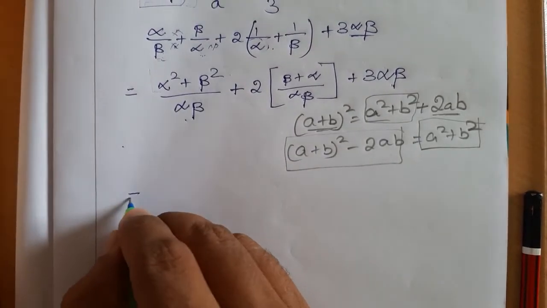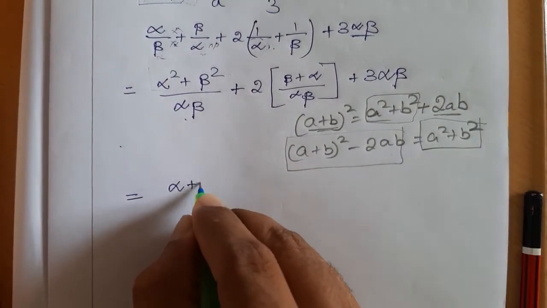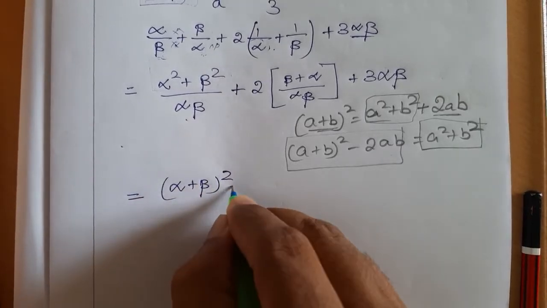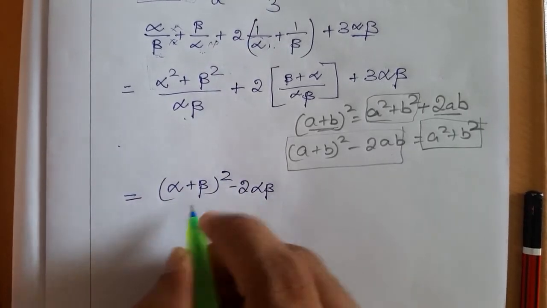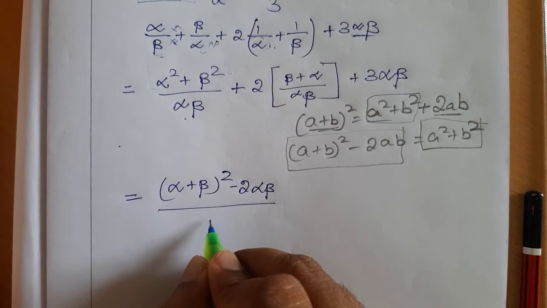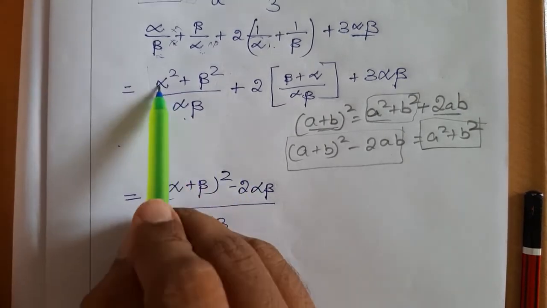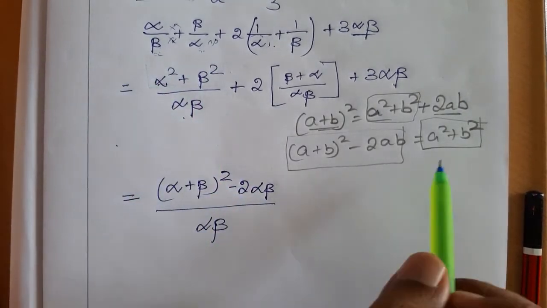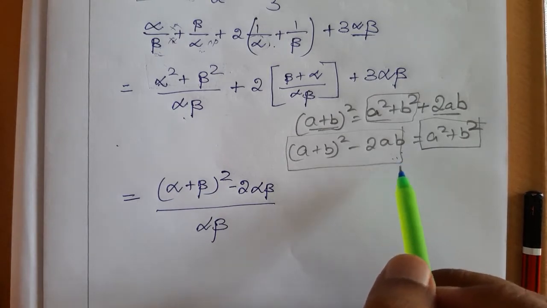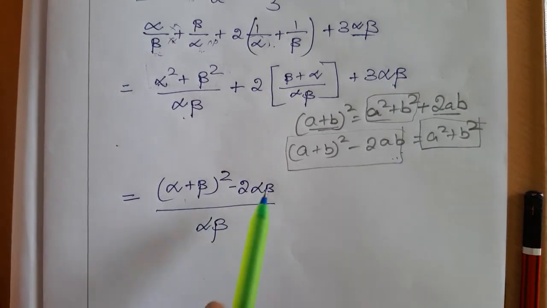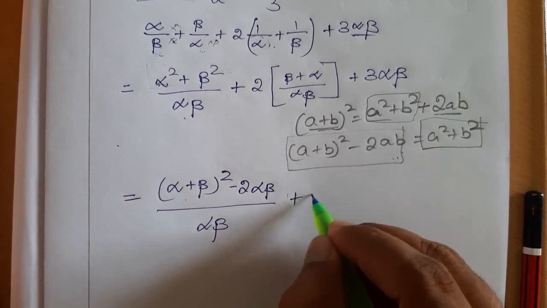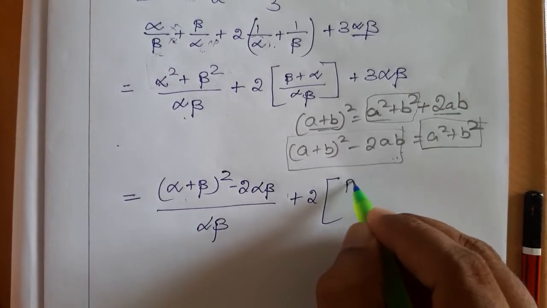So we rewrite this as alpha plus beta the whole square minus 2 alpha beta, the whole divided by alpha beta, right? For this alpha square plus beta square, instead of that we are using this identity and expressing it in terms of sum and product. So now everything is in terms of sum and product, right?